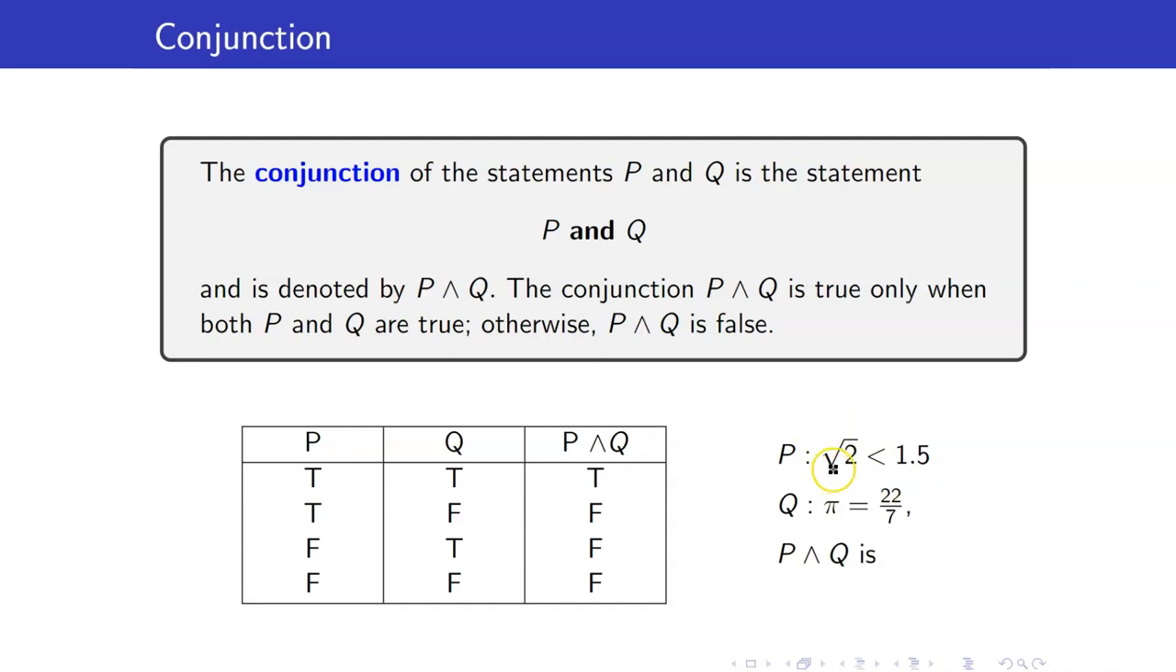Suppose that P is the statement square root of 2 is less than 1.5 and Q is the statement pi is equal to 22 over 7. What is the truth value of P and Q? In order to determine the truth value, let us get the truth values of its components, P and Q. Square root of 2 is less than 1.5. This is true. Square root of 2 is approximately 1.414. What about Q? This is false. Pi is just approximately equal to 22 over 7, but they are not equal. So therefore, P and Q is false.